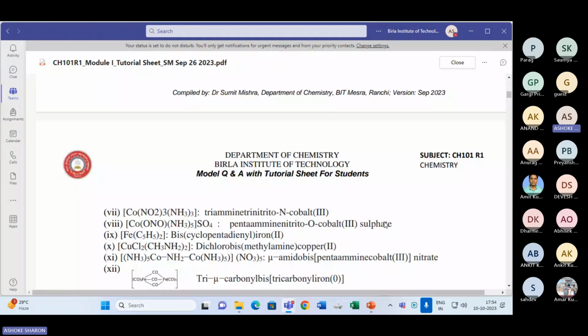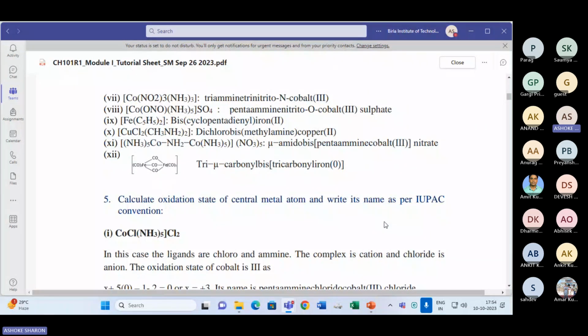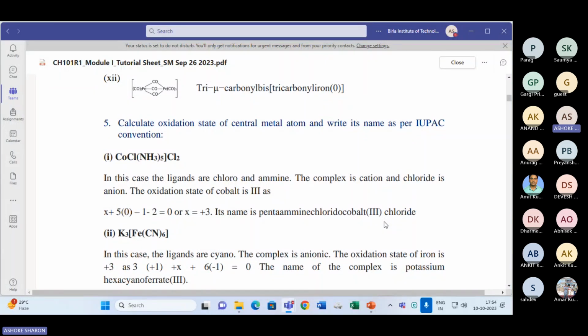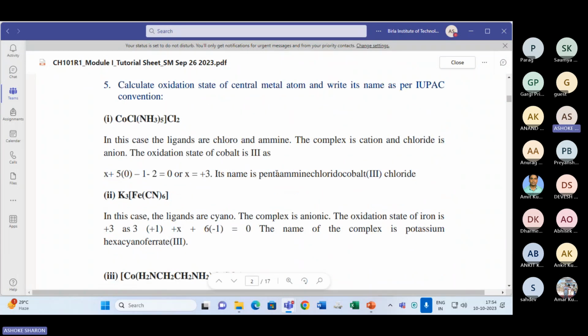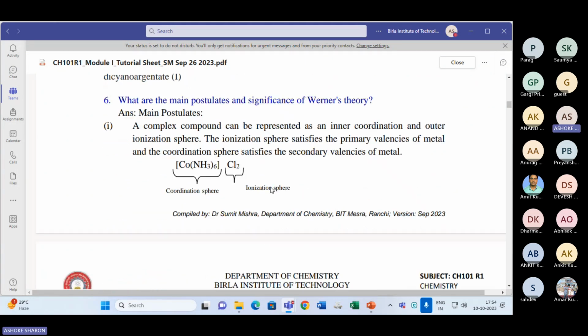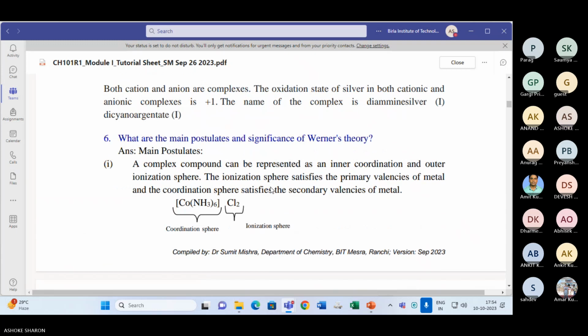Nomenclature, leave this. There will be no naming. That is not under consideration. Now look here. These are very simple calculations of the oxidation state. This will help you to understand the primary valency, in all these examples.